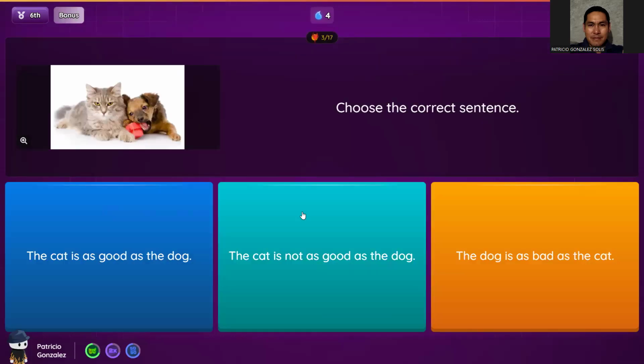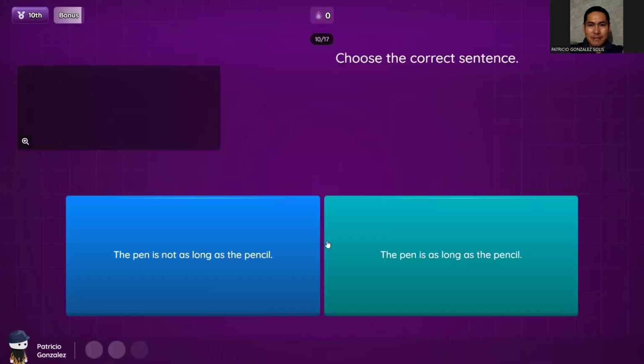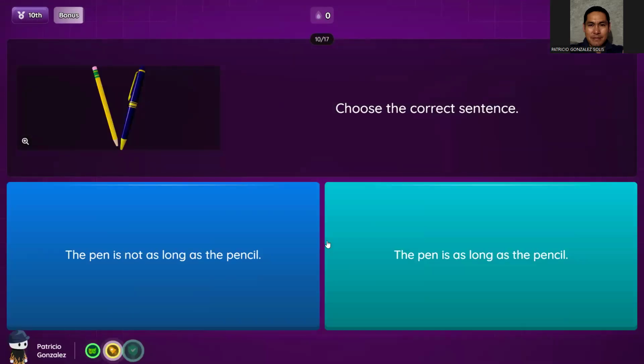It says the correction, but which one do you think may be, Catherine, in this case? The cat is not as good as the dog? It's opinion. I think it's the same opinion, but I need to change this. Okay. Finally, my dear Catherine, this one. The pen is not as long as the pencil?